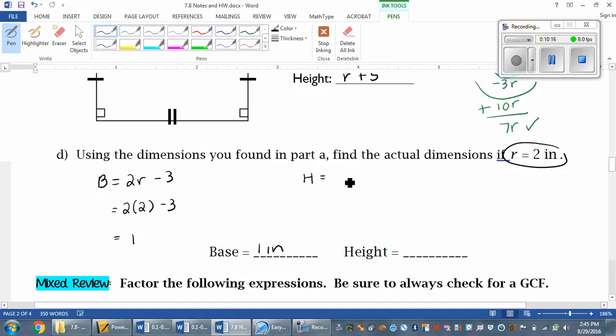Now for your height, it shows my height is r plus 5. We're going to put 2 plus 5, which makes 7. So my height is 7 inches.